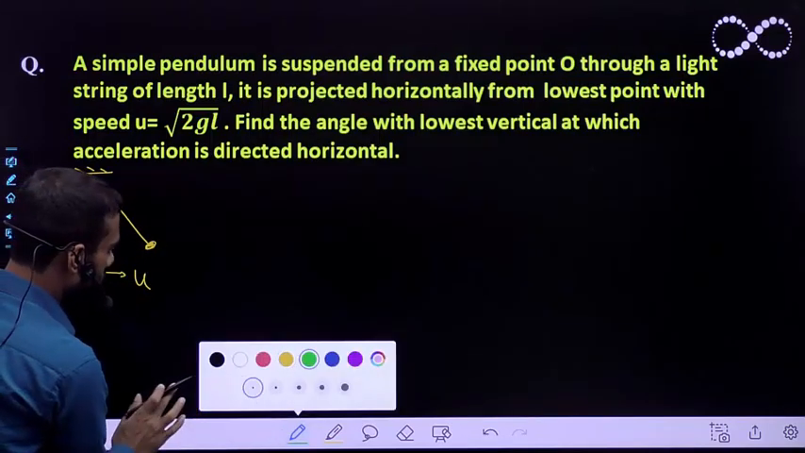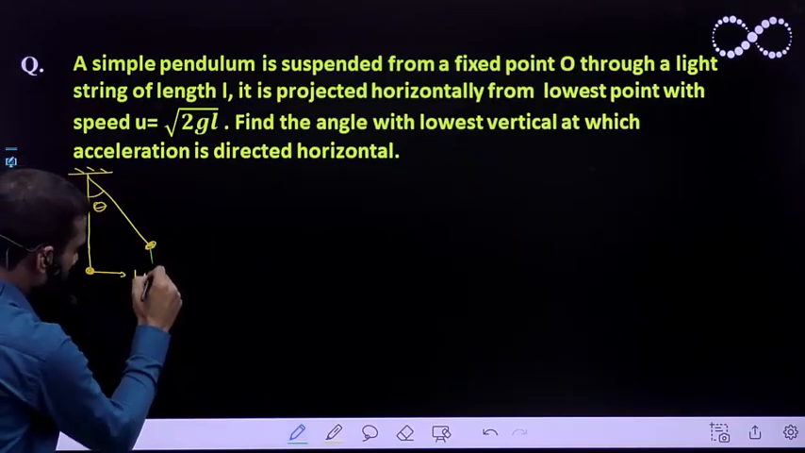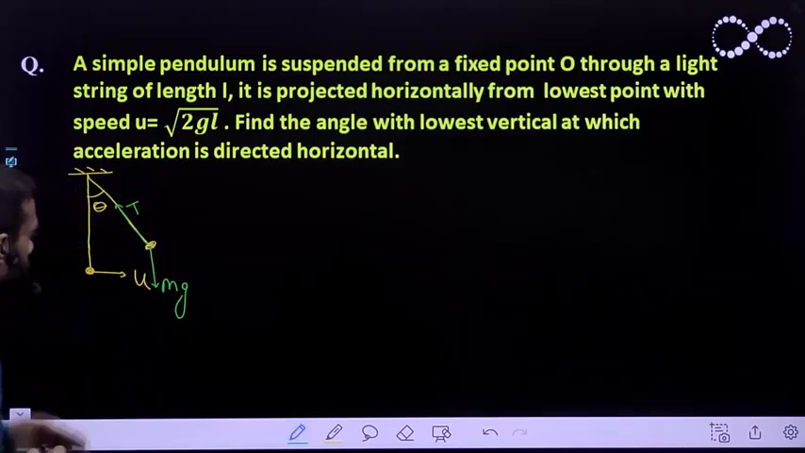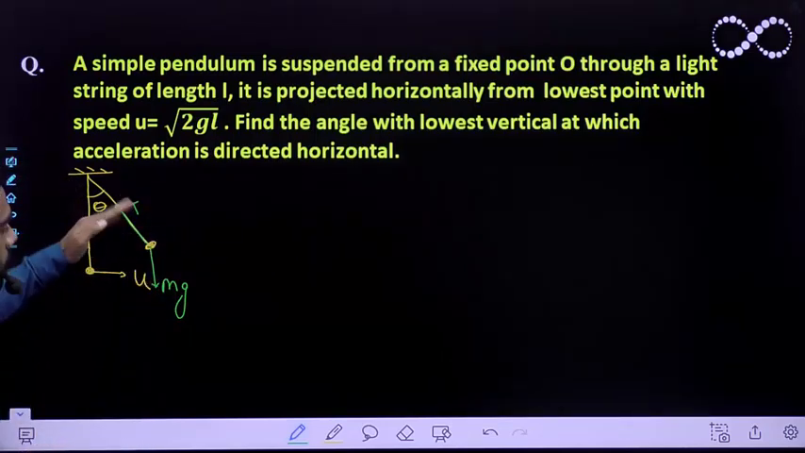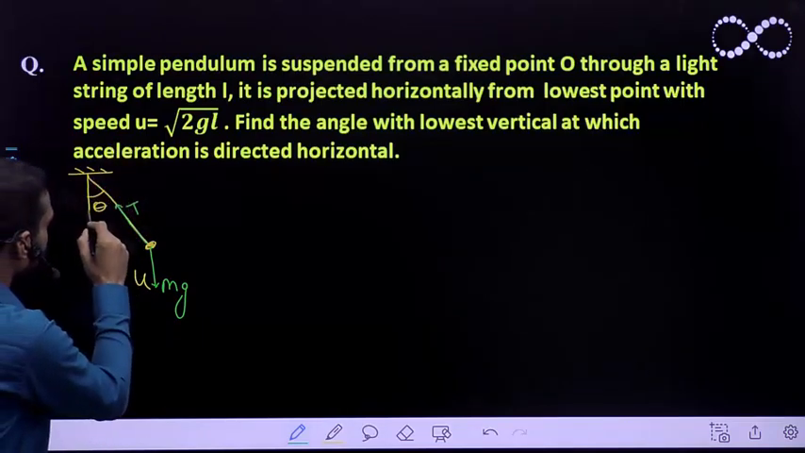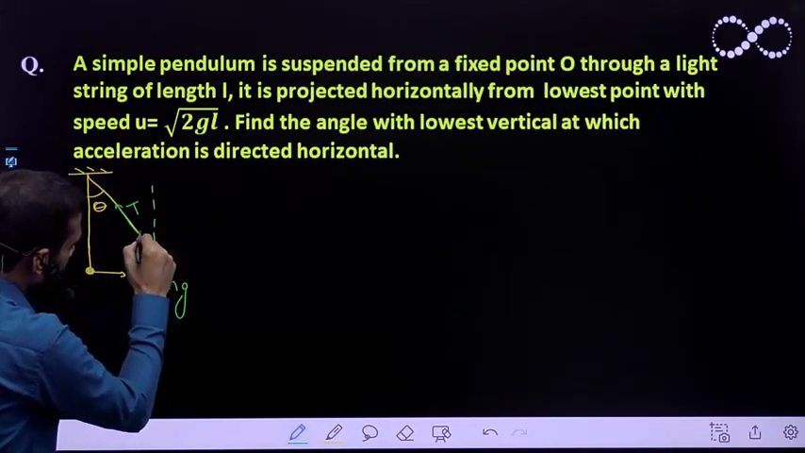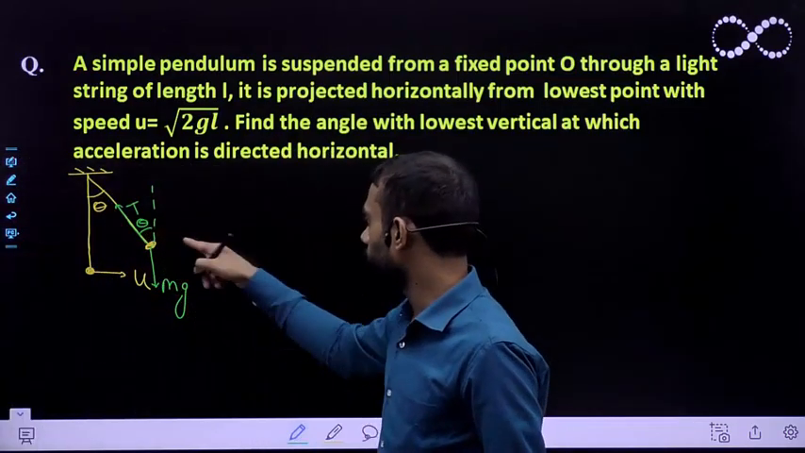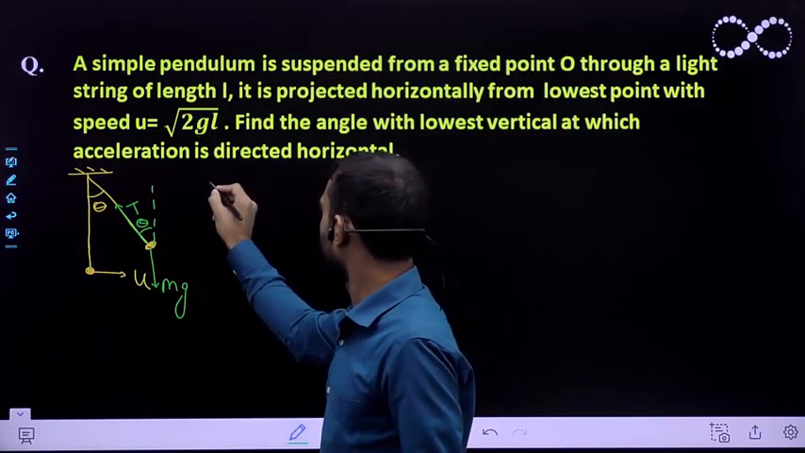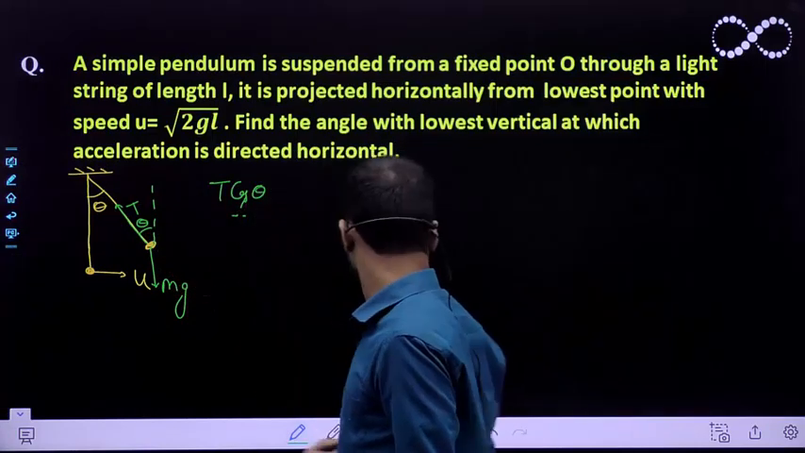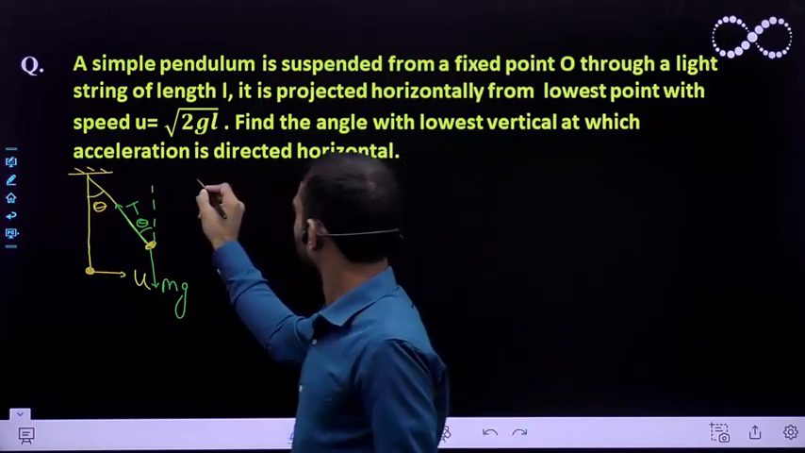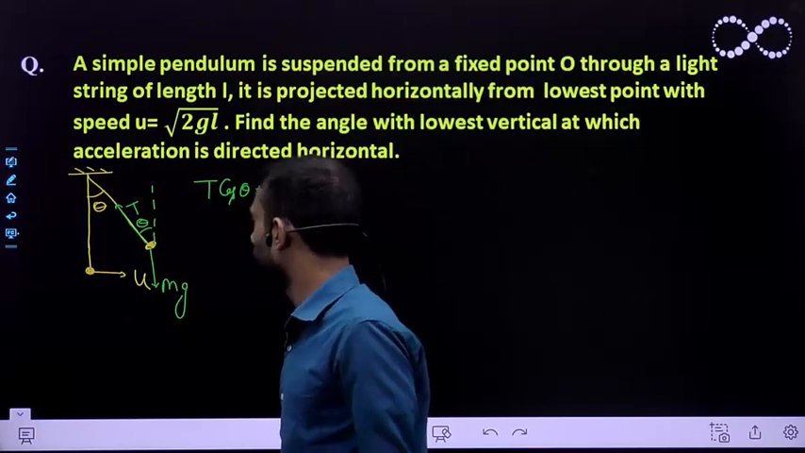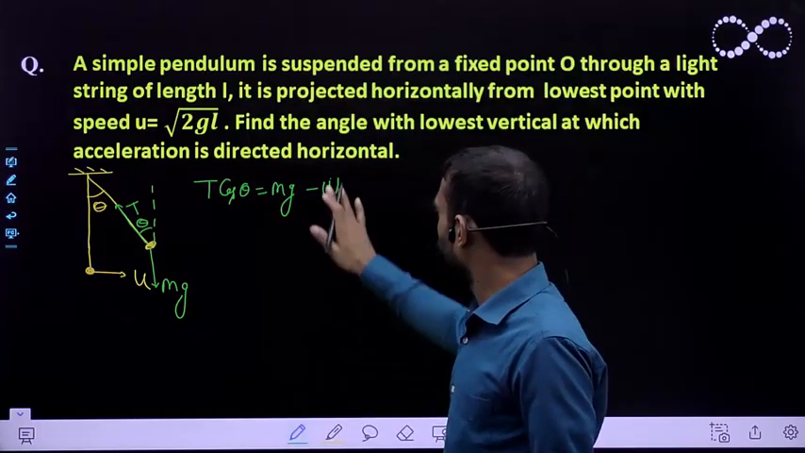If I make the free body diagram here, we get mg and this will be the tension. Since the total acceleration is horizontal, the vertical forces must be balanced. If this is angle theta, this will also be angle theta. So the vertical component of the tension, T cos theta, must balance mg. So T cos theta must be equal to mg. This is equation 1.